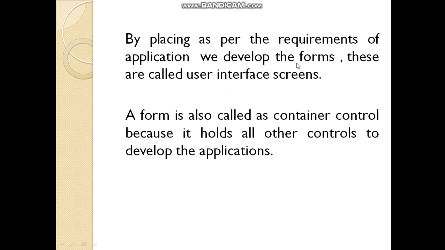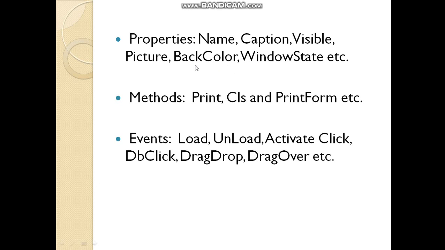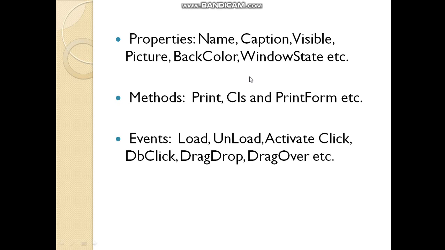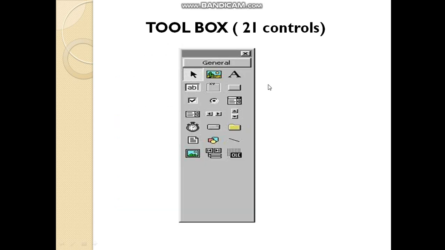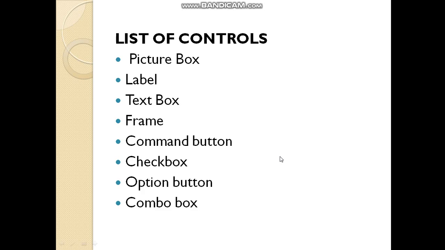So how to place the control? We saw in the last class, simply selecting the control or double clicking on the control, we place that control onto the form. After that we set the properties, we write the code, and we execute the application. These are all called various elements of a user interface. With the help of these elements only, we develop the application. Now I will show you these controls by opening the VB application.